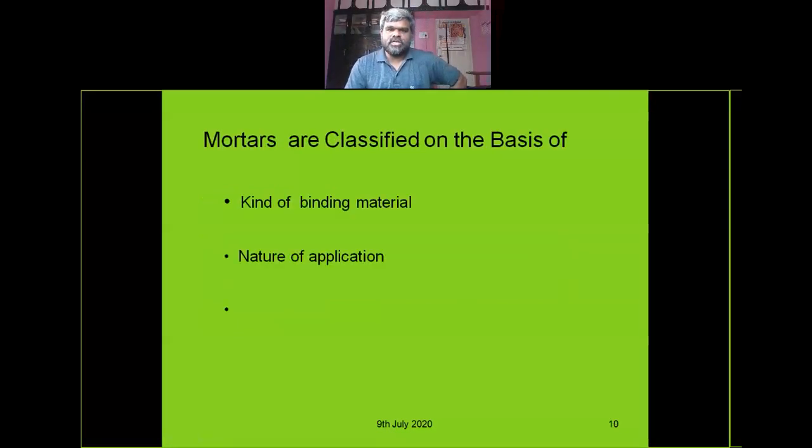Mortars are classified on the basis of the kind of binding material, nature of application, and bulk density. Kind of binding material means if the mortar is made with cement, it is a cement mortar. If mortar uses lime, it is a lime mortar. If mortar uses surkhi, it is a surkhi mortar, like that.